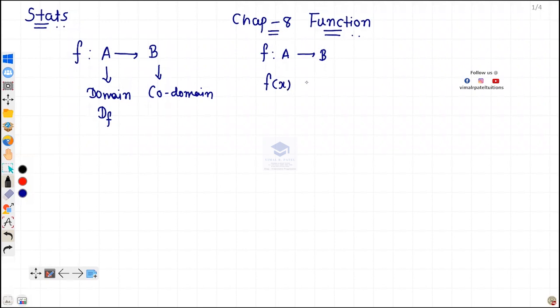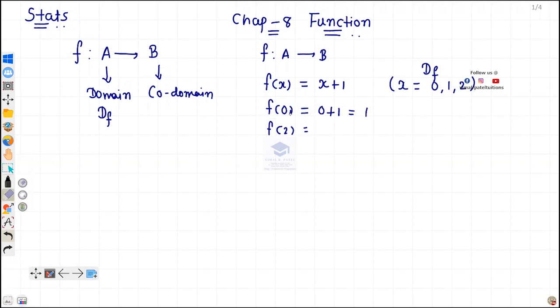Now, you can say f(x) is equal to x plus 1 and x is equal to 0, 1, 2. So this is the domain of function. Now, if I solve for this, then f(0) is equal to 0 plus 1 instead of x, F1, so 1 plus 1, and F2, so this 1, 2, and 3 is called the range of function. It is denoted by R.